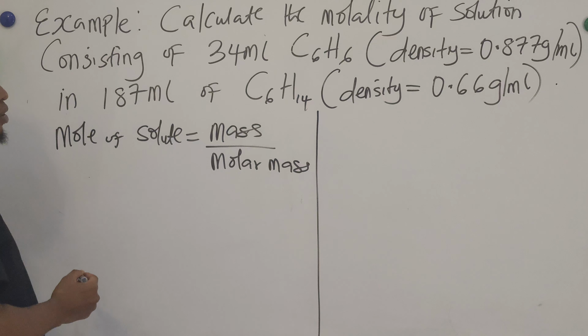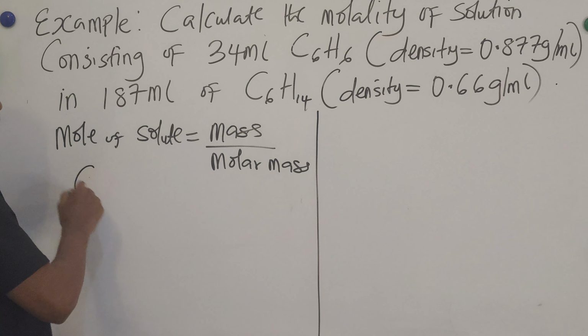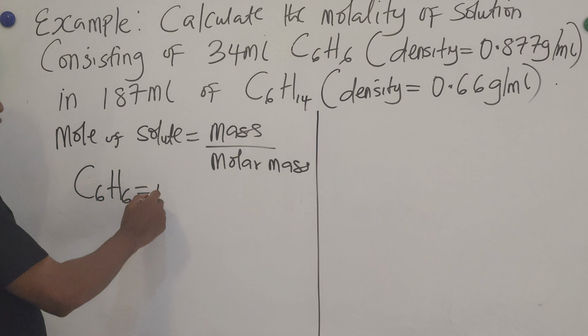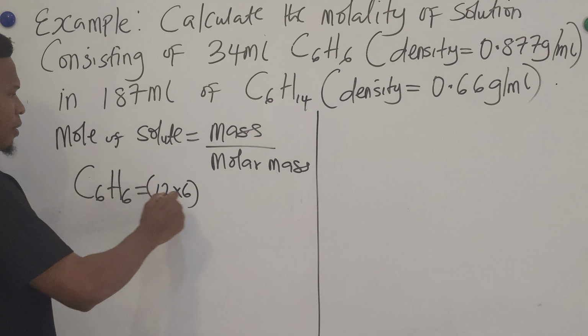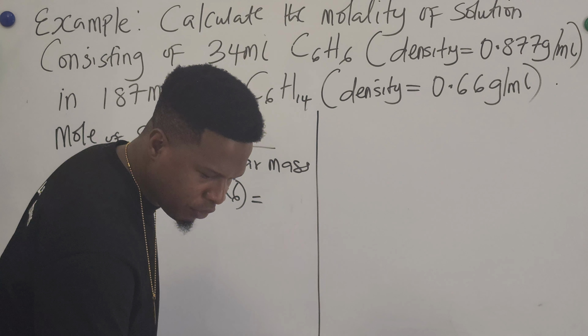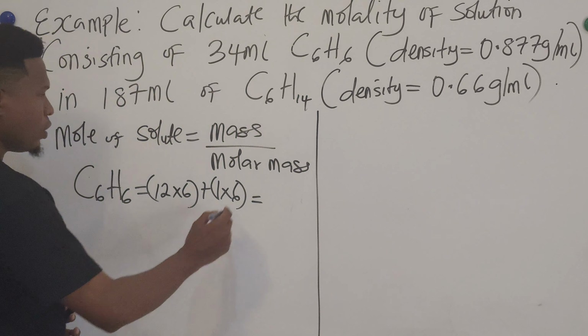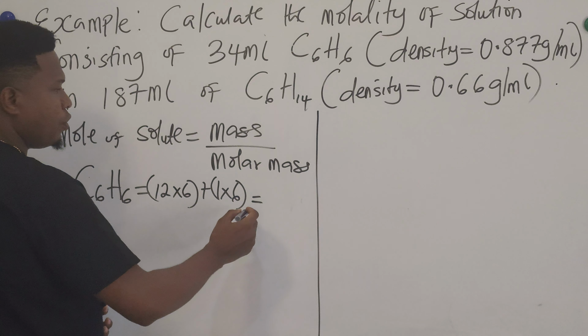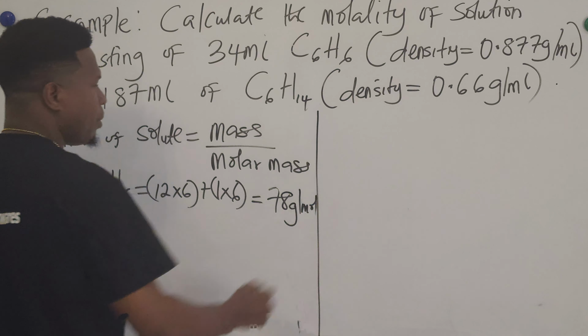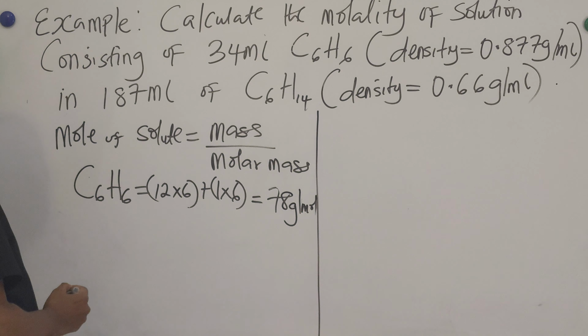Right? We can get the molar mass of C6H6. The molar mass of C6H6 is 12 times 6 plus 1 times 6. Right? Should give us 72. So 72 plus 6 should give you 78. Okay? 78 grams per mole. That is the molar mass, right?